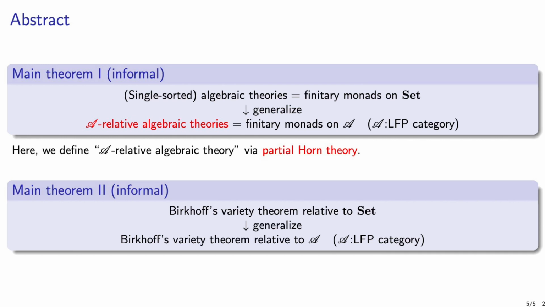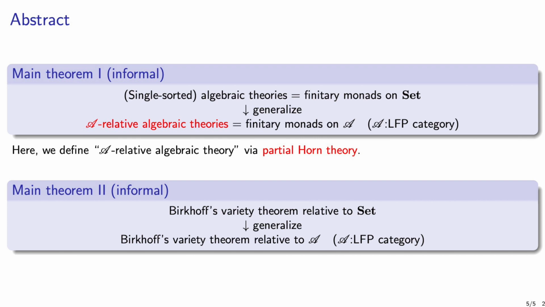Let me explain the abstract. Two main theorems will appear in today's talk. The first one is a syntactic description of finite monads on locally finitely presentable categories. There is a famous correspondence between algebraic theories and finite monads on sets. Our first main theorem generalizes this correspondence from sets to arbitrary LFP categories. LFP is locally finitely presentable.